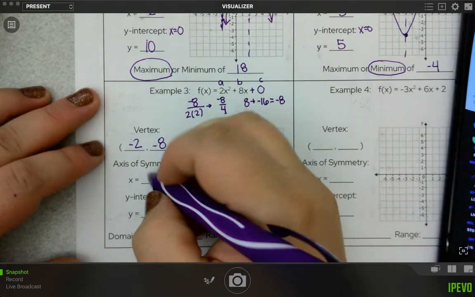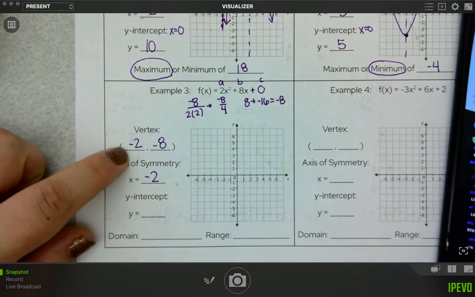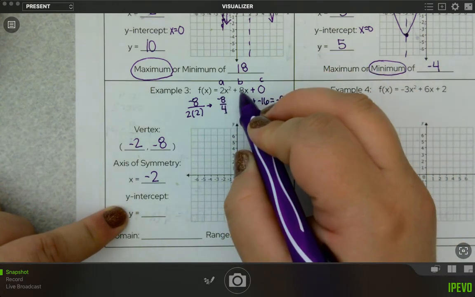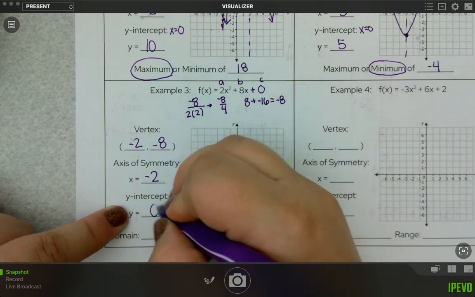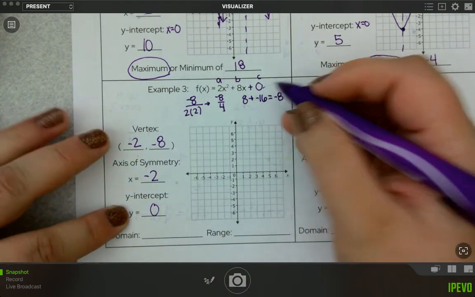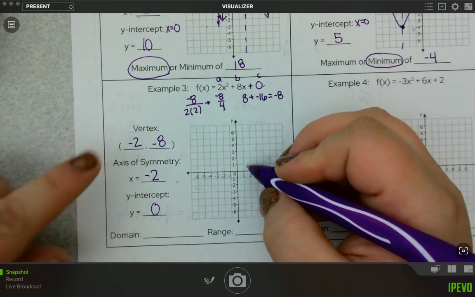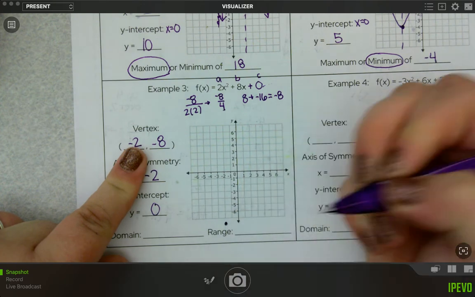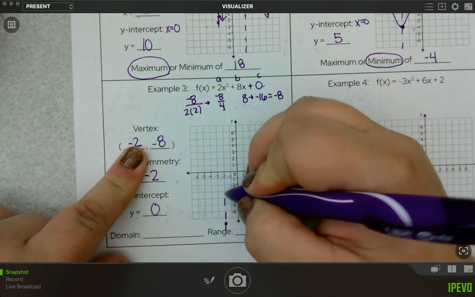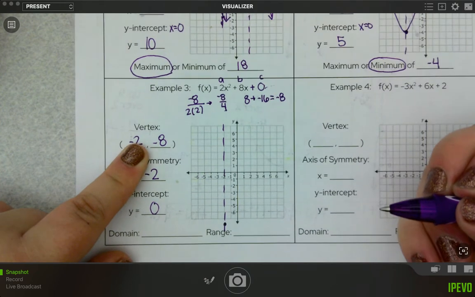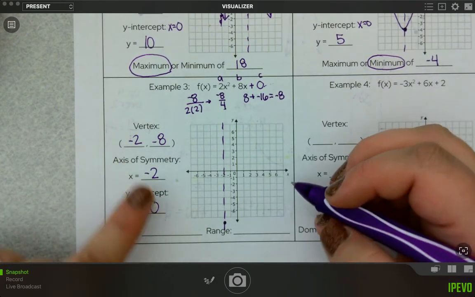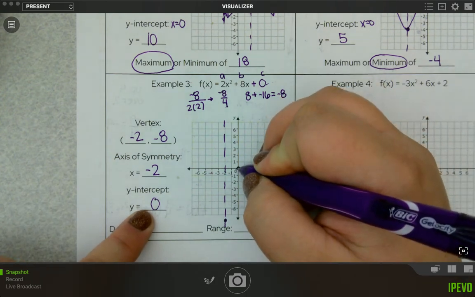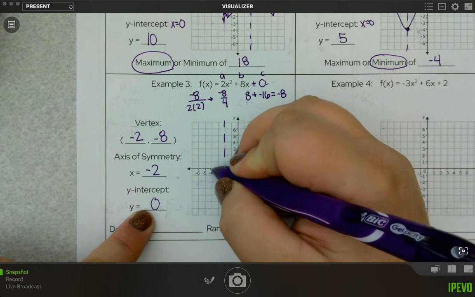Okay, then my axis of symmetry is negative 2. It's the same thing as the x value. And my y-intercept is 0 plus 0 plus 0. It's always going to be the same thing as the last number, which is just 0 in this case. So I'm going to go to my vertex, negative 2, negative 8, and draw a dashed line going up and down for the middle of that. That's my axis of symmetry, and then my y-intercept is 0. That is 2 away from the middle, so I'm going to go 2 to the other side.